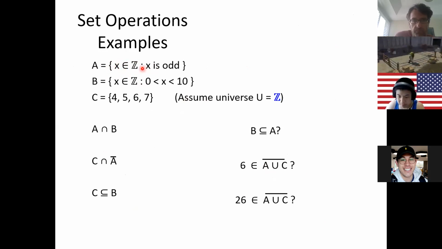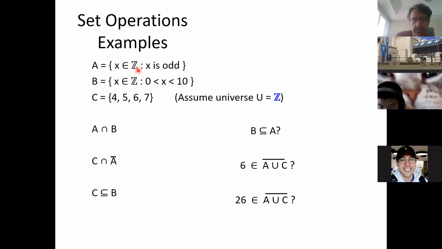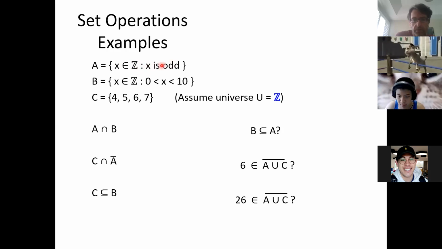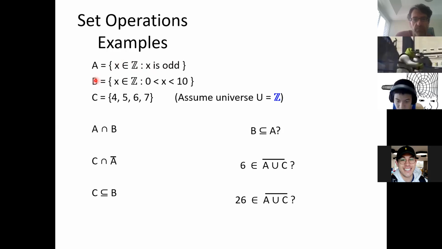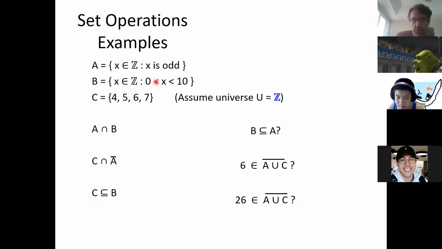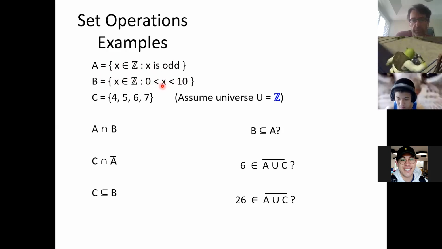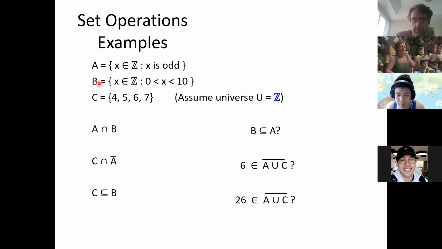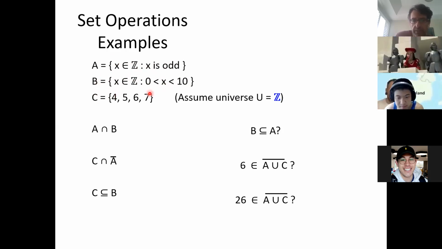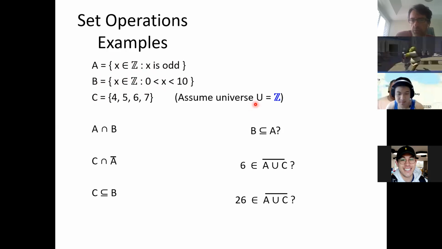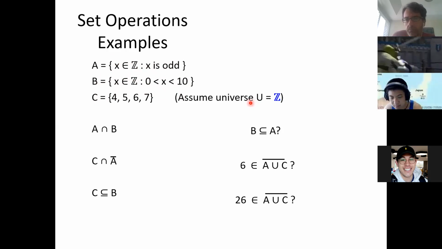So how do I read this? A is a set of all x's in the set of integers such that x is odd. So A is a set of odd integers. B is a set of integers x such that x satisfies this constraint. So it's an integer between 0 and 10, not including, right? So it's 1, 2, 3, 4, 5, 6, 7, 8, 9. That's the set B. And C is a small set defined explicitly this way. And assume the universe is all integers.